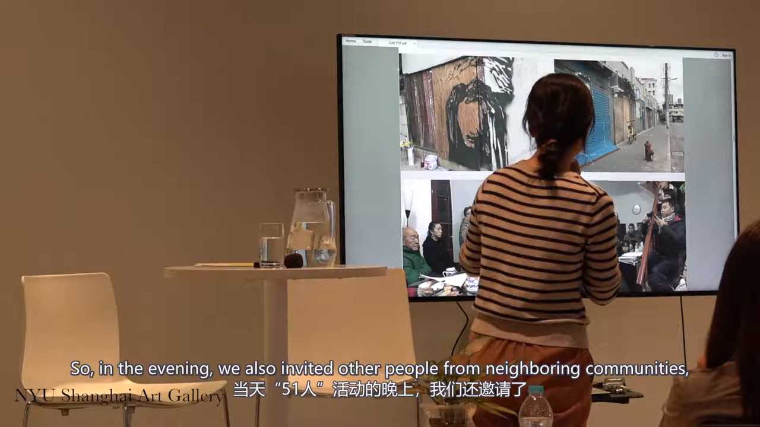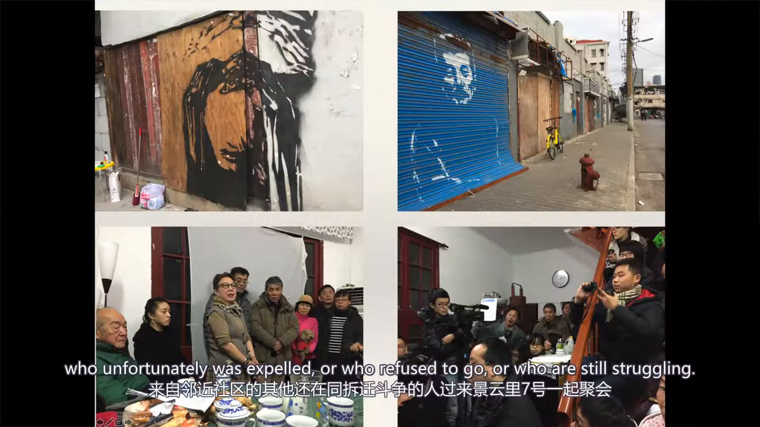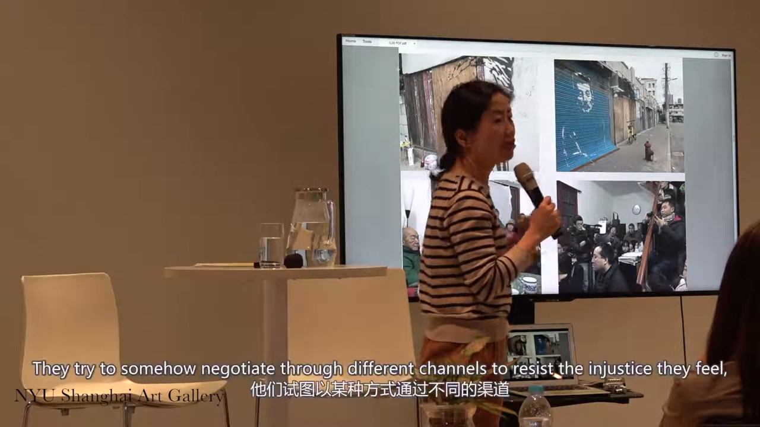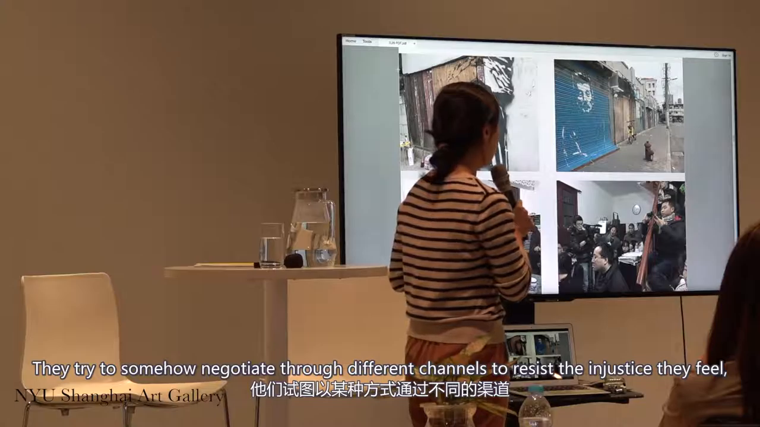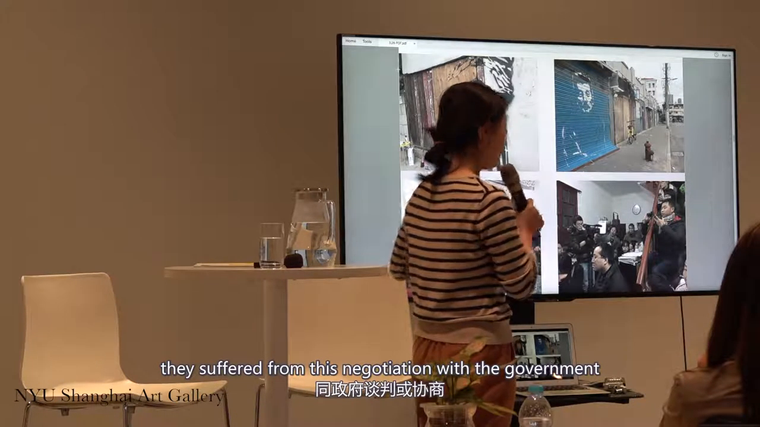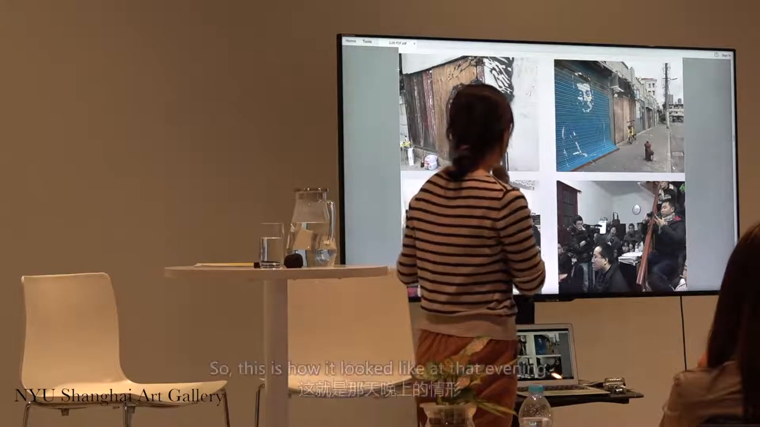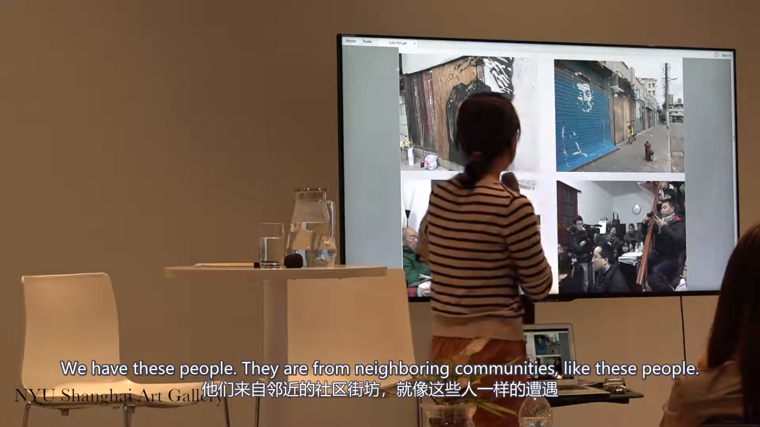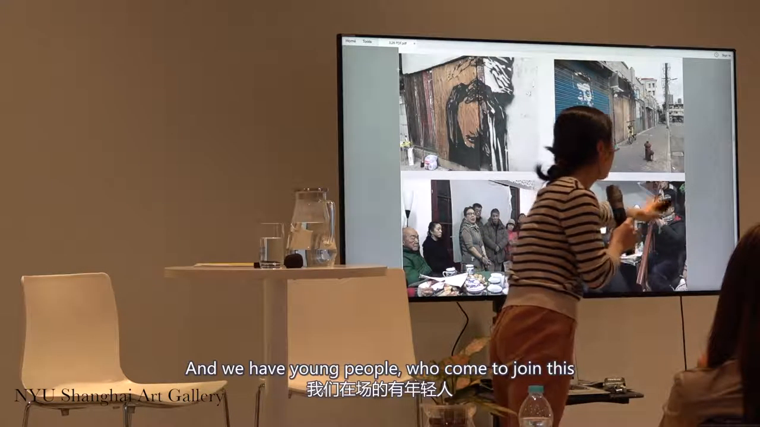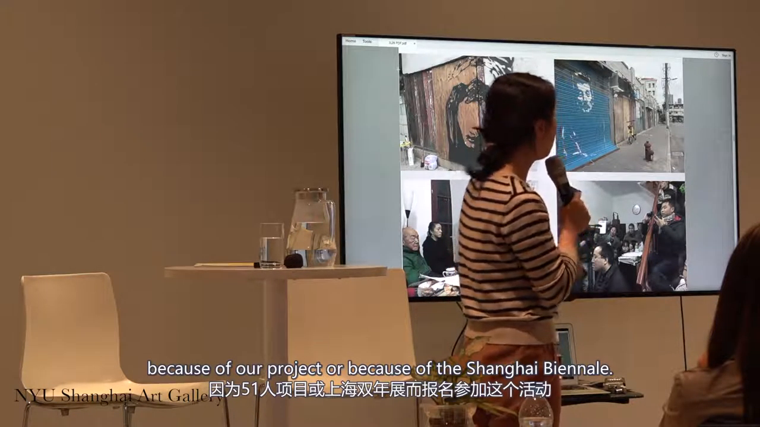So in the evening, we also invited other people from neighboring communities who unfortunately refused to go or are still struggling. They try to somehow negotiate through different channels to resist the injustice they feel they suffered in the negotiation with the government to remove them and relocate them to other places. This is how it looked that evening. We had these people there from neighboring communities, and we had young people who came to join because of our project or because of the Shanghai Biennale.